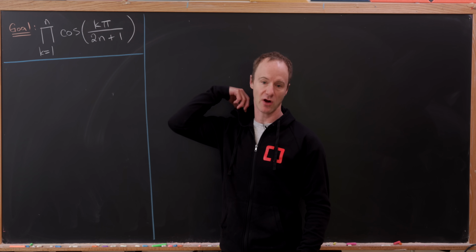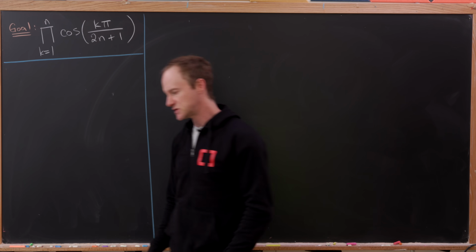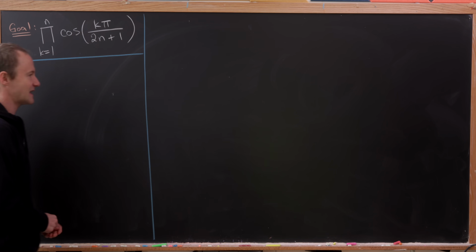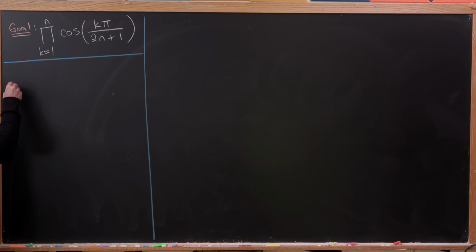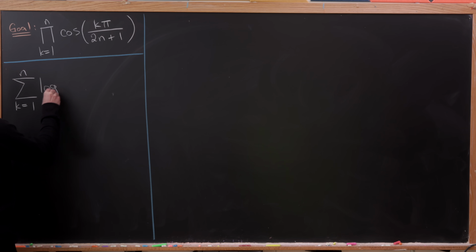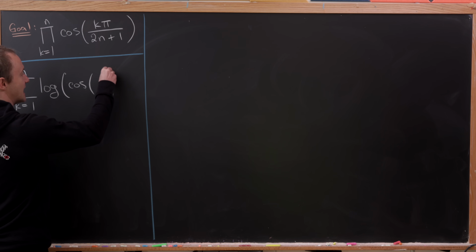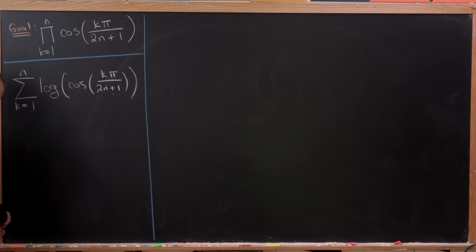sum by using properties of the logarithm, and that's exactly what we're going to do here. So let's take the log of both sides and see what this looks like, and that's going to motivate the next couple of steps. So taking the logarithm, like I said, that product will turn to a sum. So we have the sum as k goes from 1 to n of the log of the cosine of k times pi over 2n plus 1.